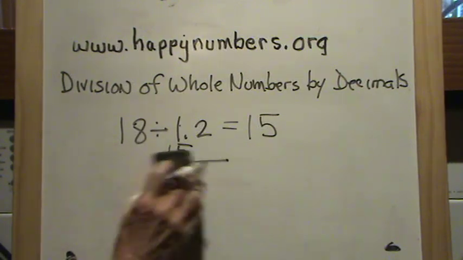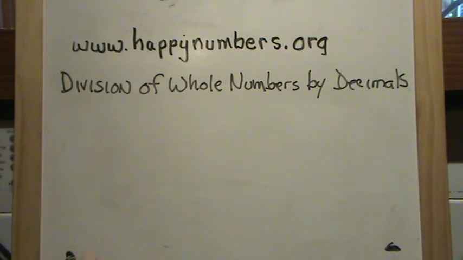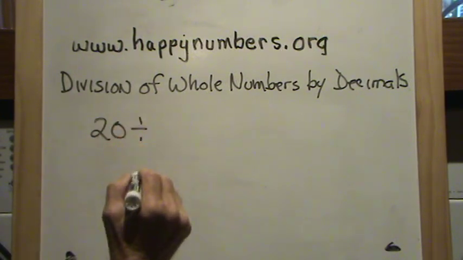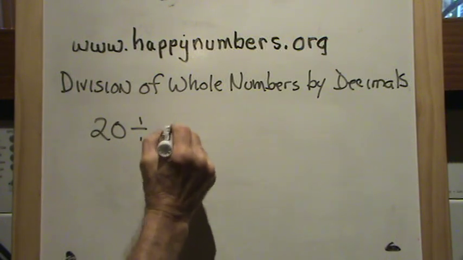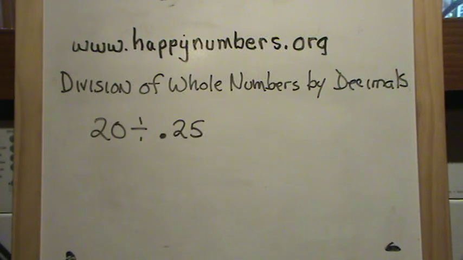Okay, I'm going to put a couple of problems for you to work, and let's see how you do. Let's take the whole number 20 divided by 25 hundredths. So go ahead and put the video or DVD on pause, work this problem, and then turn it back on and we'll take a look.